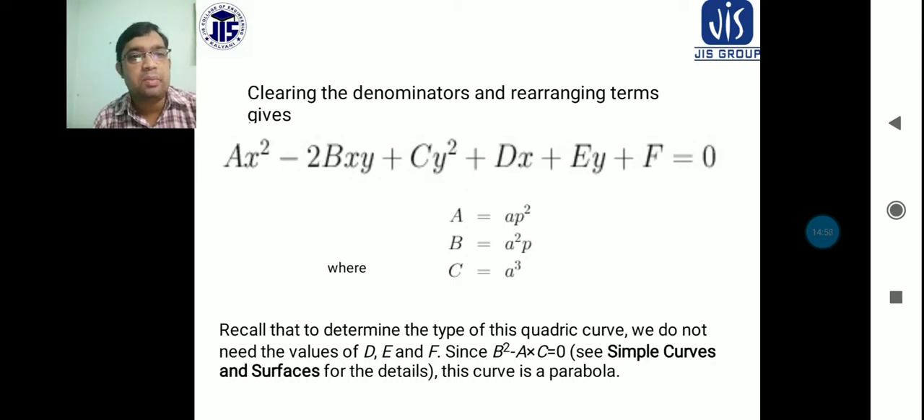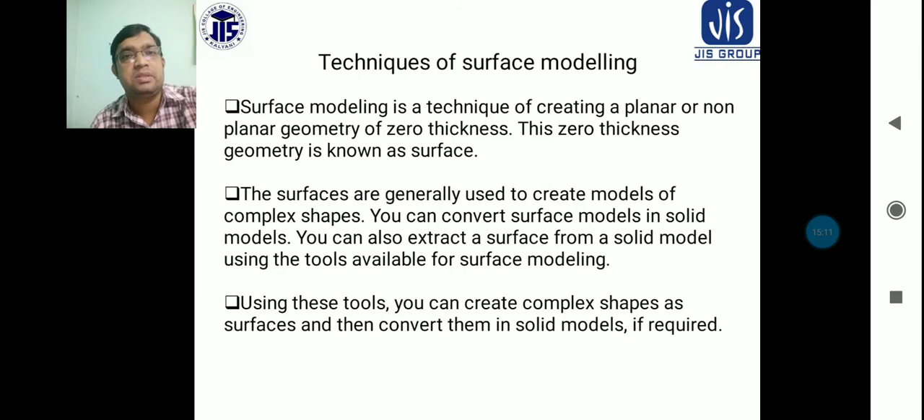Since b square minus a into c equals 0, this curve is a parabola. Basically this curve is a parabola. And the technique of surface modeling: surface modeling is a technique of creating planar or non-planar geometry of zero thickness. That is called the technique of surface modeling.